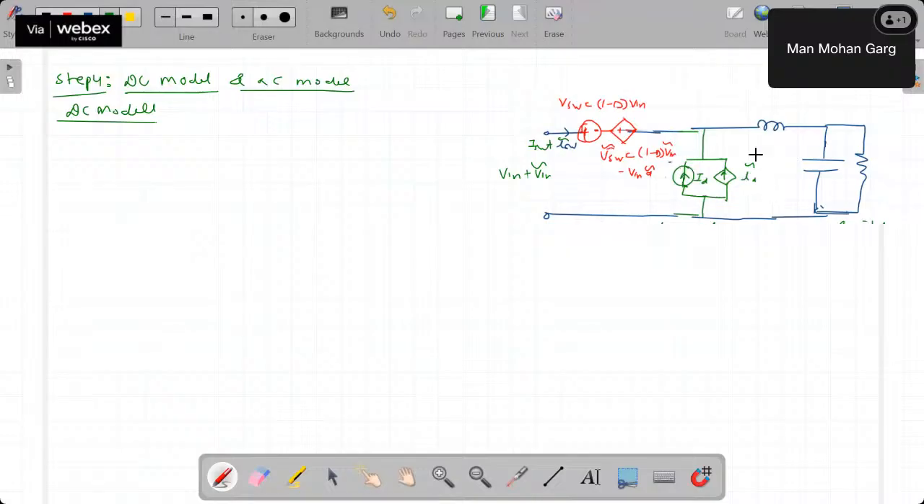Now this is I_D, and what is the voltage across this? V_D plus V_D tilde. Similarly for all of those. This is the output voltage, V output plus V output tilde. Similarly, the inductor current will be I_L plus I_L tilde. Now, if I am obtaining the DC model, then what I will do is put the perturbation terms to 0.